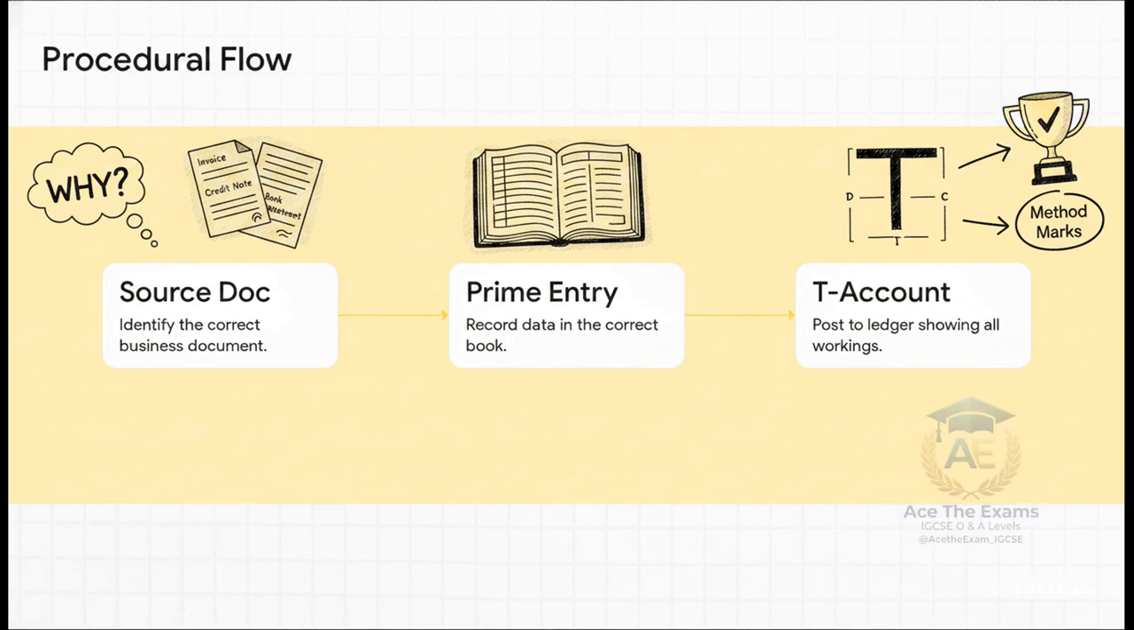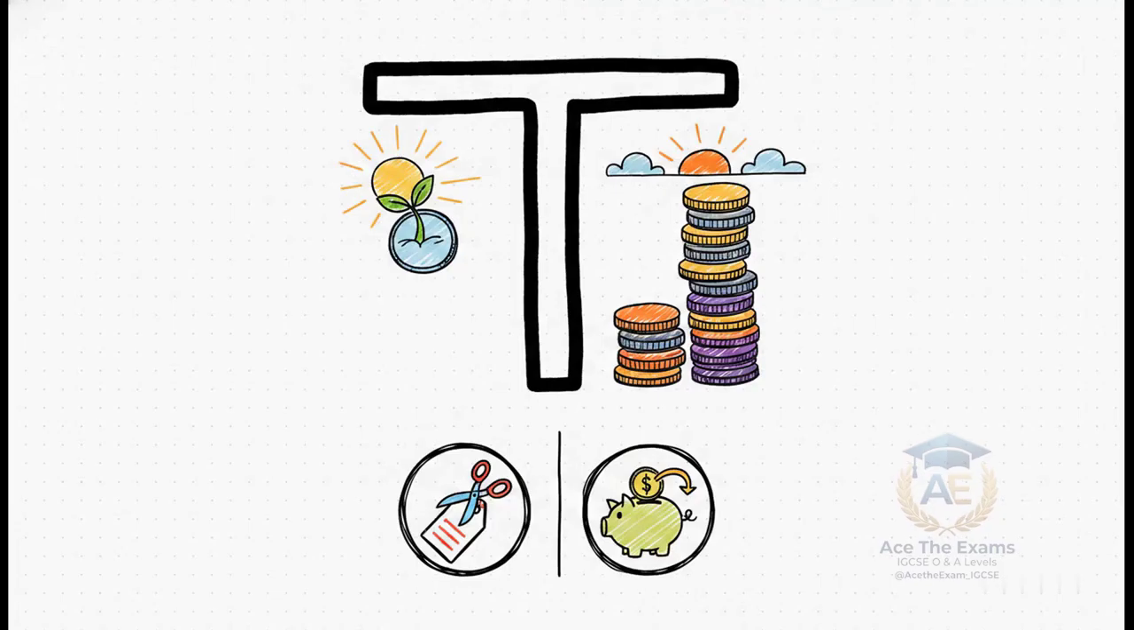Listen closely. Even if you completely botch the final balance because of a panicked split-second calculator slip, we examiners will still award you those crucial method marks if we can visibly track your logical flow. So never ever skip documenting your steps. Show your workings. Now we arrive at the gold standard of double entry, the T account.